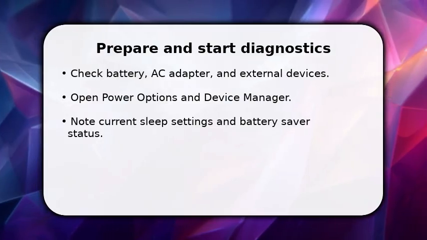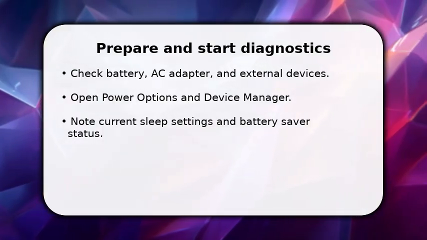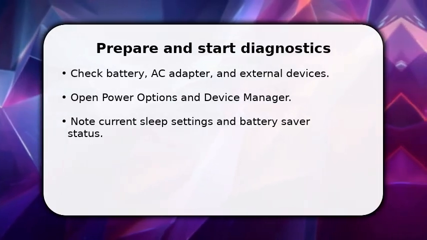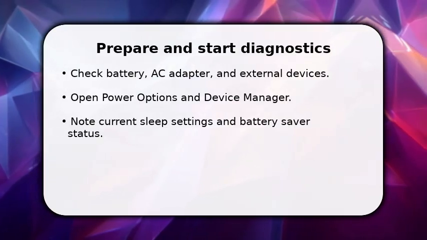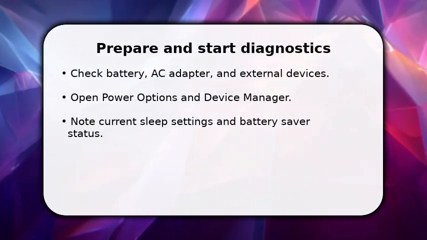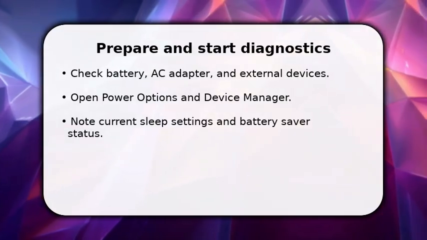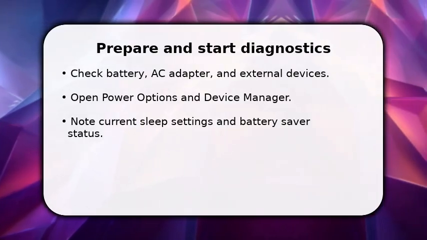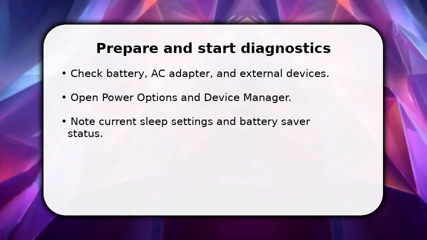You start by confirming the essentials: battery charged, AC connected, and no USB devices forcing wake. Next, open Power Options and Device Manager. You need a baseline to compare. Once done, write down current sleep and hibernate timers and whether Battery Saver is active so you can restore settings if needed. You're not wasting time on fluff. These facts let you isolate hardware from software causes and move directly into targeted fixes.